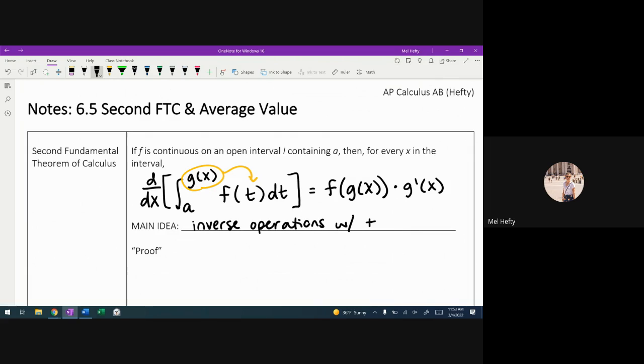Yeah, with some chain rule. If you're, do I need to move stuff? All right, cool.